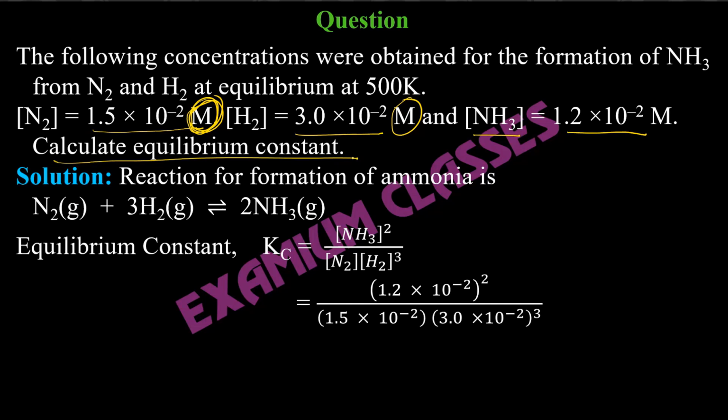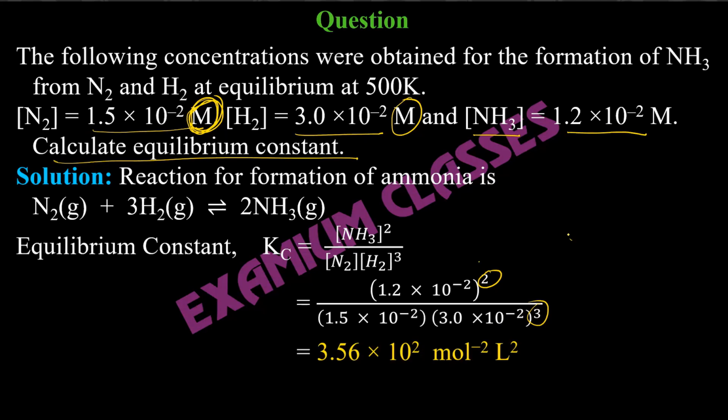Ammonia concentration 1.2 × 10^-2, whole square. Nitrogen concentration 1.5 × 10^-2, whole to the power 1. Hydrogen concentration 3 × 10^-2, whole cube. And when we solve it, we get 3.56 × 10^2. Okay. And the units.